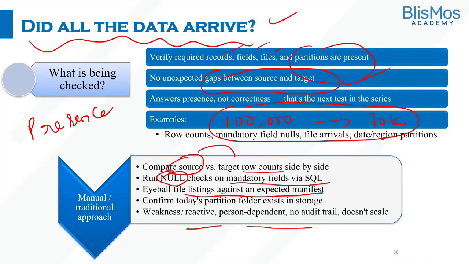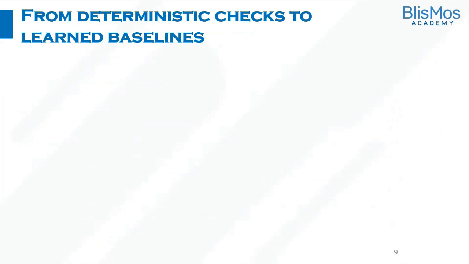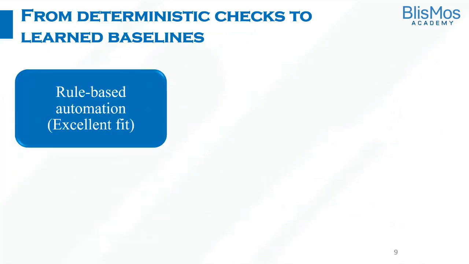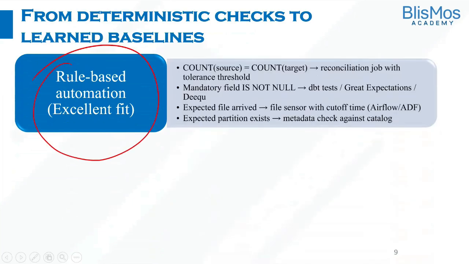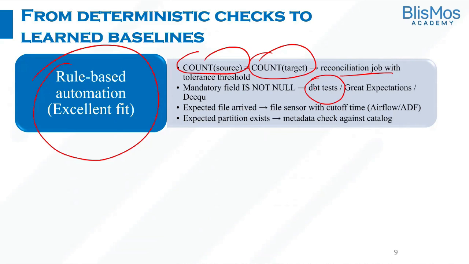Now the question is, do we need to go with rule-based automation for this, or do we need to go with AI automation? Our answer is this is a wonderful fit for rule-based automation. For example, we can count the source and count the target by using jobs with a tolerance threshold. And also we can create some dbt tests to check whether the mandatory field is null or not null.